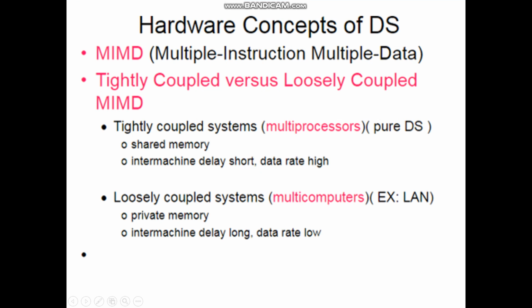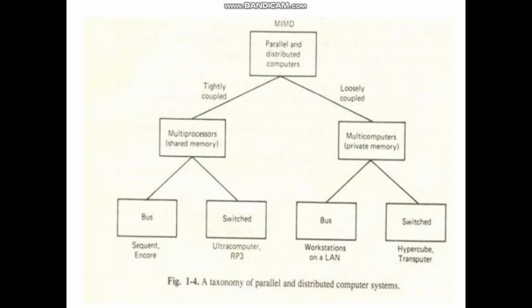Now, we'll see the hardware concepts of distributed system. The distributed system is nothing but MIMD, which is again classified as tightly coupled and loosely coupled. Tightly coupled is nothing but distributed system and loosely coupled system is nothing but LAN network system. This is the taxonomy of distributed system.